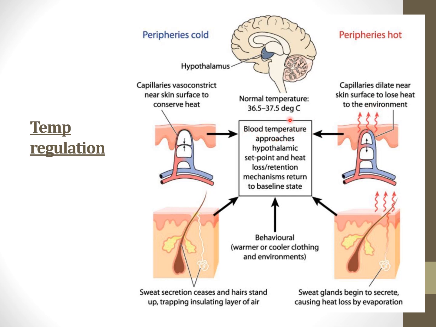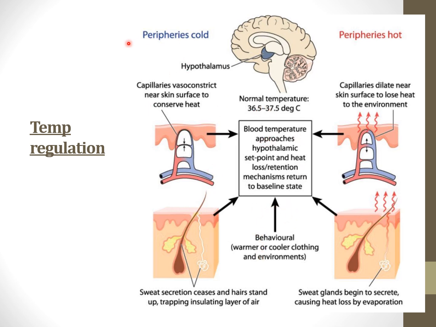So the blood temperature, this is the normal temperature, that is 37.4 degrees Celsius. The blood temperature approaches the hypothalamic set point, and the heat loss or heat retention mechanism returns to baseline state. Now here, behavioral factors, that is warmer or cooler clothing and environments, are also one factor which is coordinating with this.